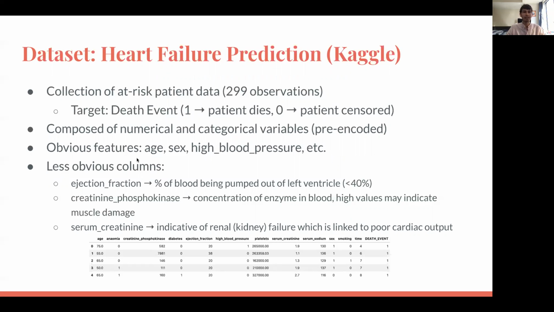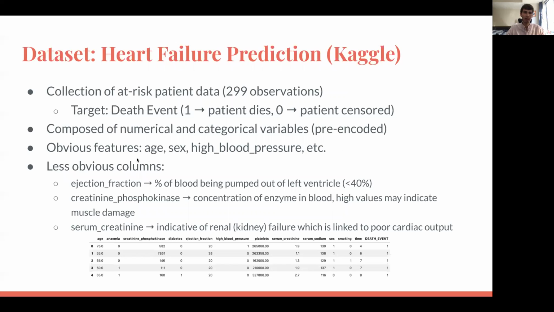Additionally, the data set is composed of both numerical and categorical variables, although the categorical variables are pre-encoded, as you can see indicated by the binary 1 and 0s in categories such as high blood pressure. There are obvious features in this data set, but I wanted to take some time to go over some of the more biologically heavy features just because I think they're relevant to understanding this model.